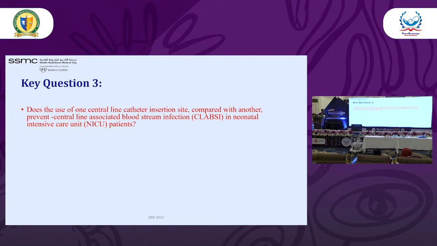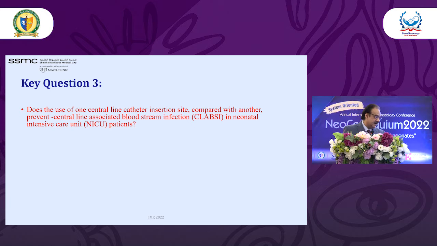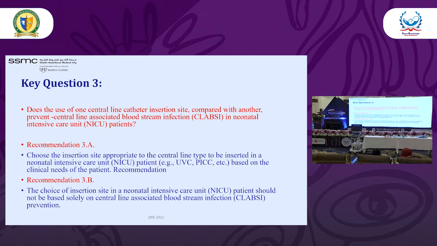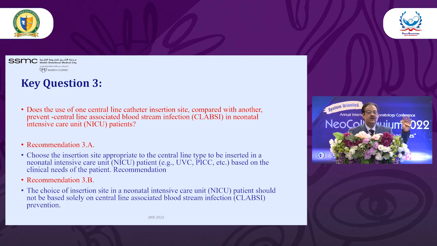Does the use of one central line catheter insertion site, compared with another, prevent infection? So what do you think? Irfan showed the brachial or the saphenous. Again, it depends on the need of the patient. As I said, if you think this baby will need a central line later on, the UVC and the UAC are the best. Do not wait.